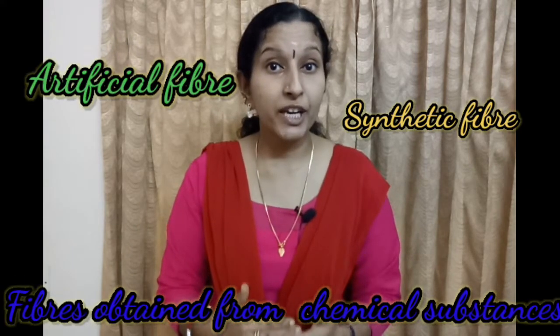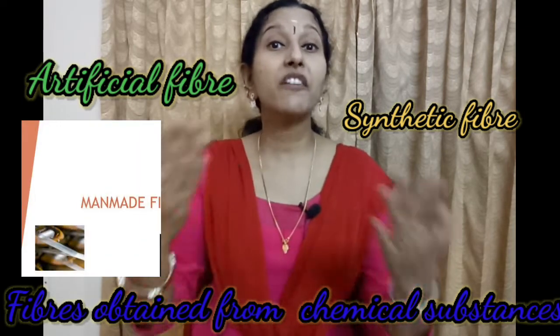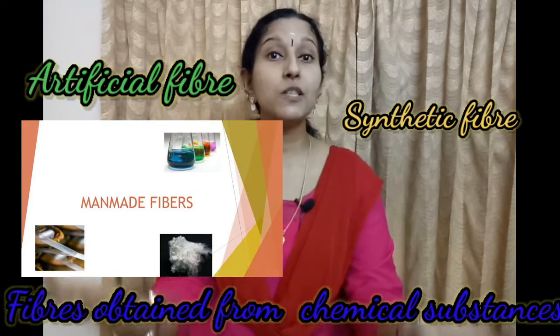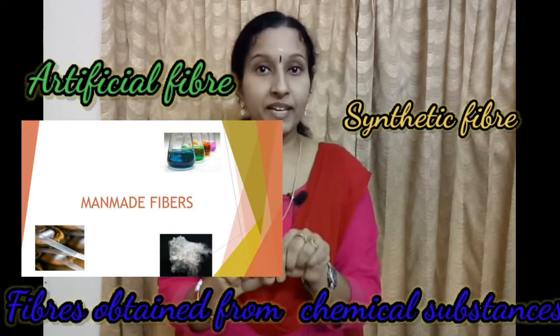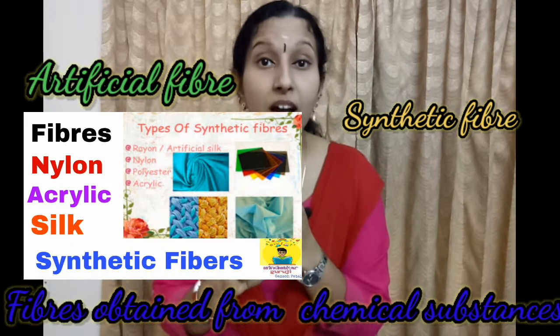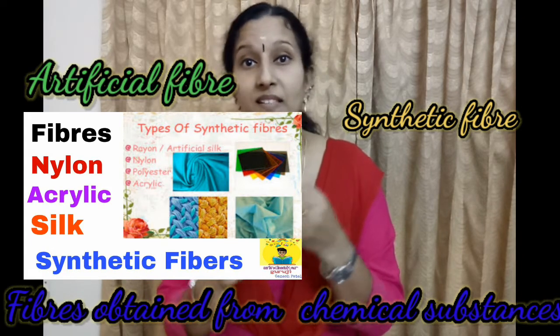Years ago, people started to make fibers inside the laboratory using some chemicals. We can make fibers using chemicals. They are artificial fibers, the fibers made in the laboratory by human beings. So they are artificial, man-made fibers. Human beings made these fibers using certain chemicals inside the laboratory, like nylon, polyester, acrylic, etc.